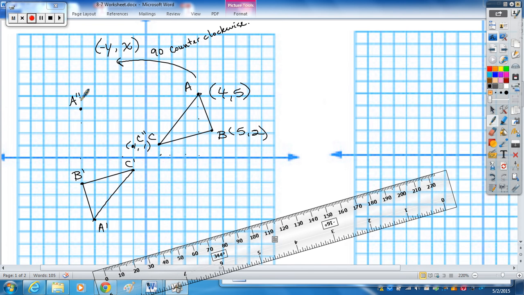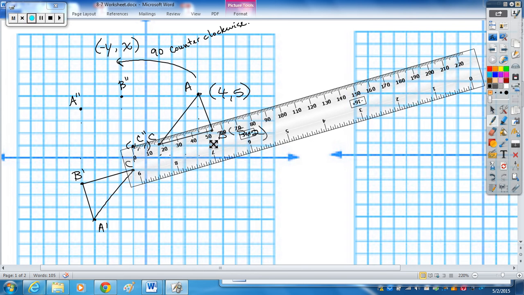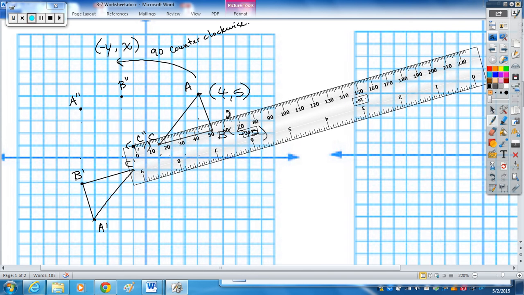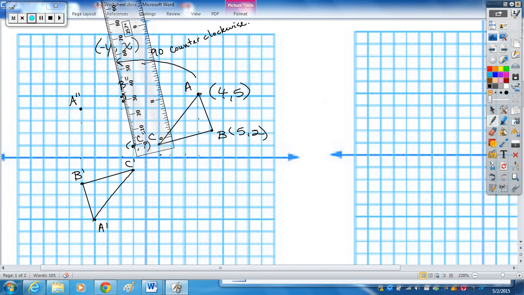Okay. And then from there, B value 5, 2. Now we switch them. So we have 2, 5, but it's -2. So -2, 5. B double prime. Okay. So let's see here. Does this meet our understanding of the rotation?